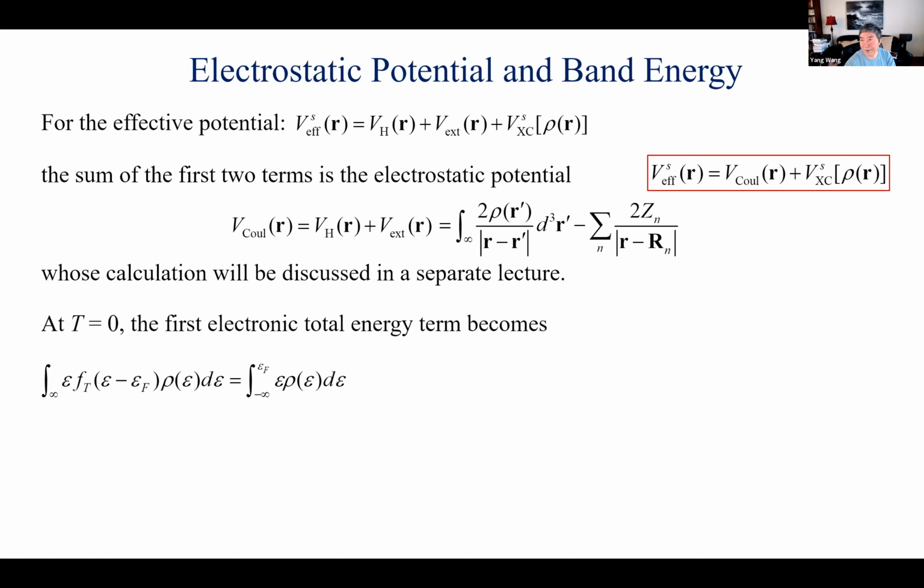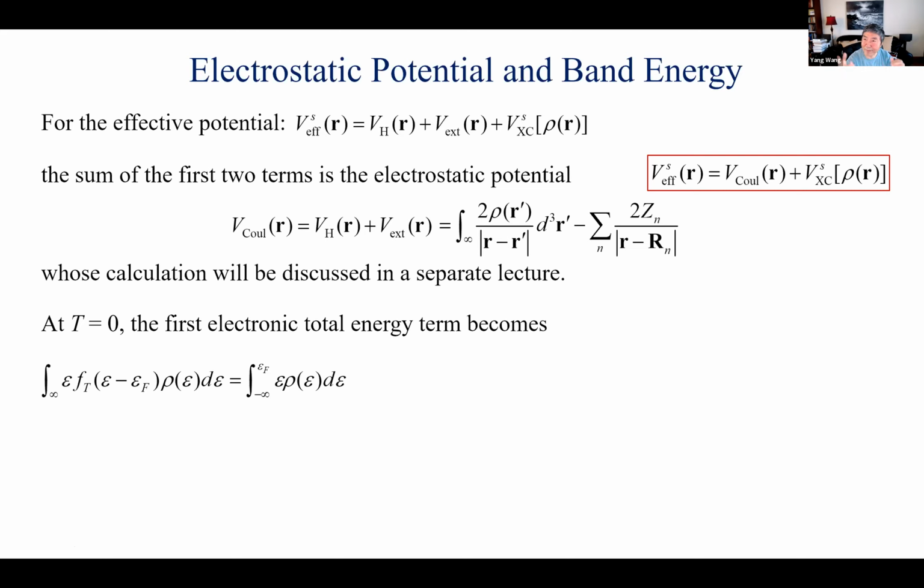You can stop me if you have any questions. So at T equals 0, the first electronic total energy sum becomes this. Remember that in the previous slide, when we calculate total energy, the first term is given by this, with an integration over the entire energy. At T equals 0, of course, Fermi-Dirac becomes a step function, and it's just given by this expression. Usually we do T equals 0 calculations, but of course you can introduce finite T. This T is the electronic temperature.